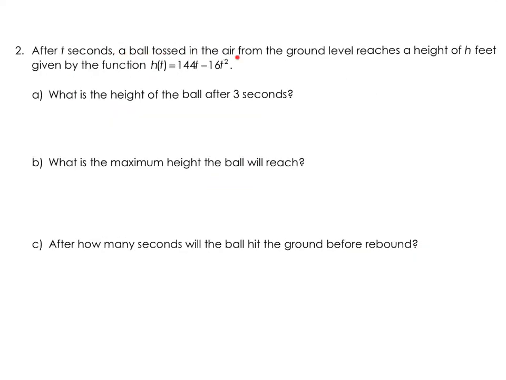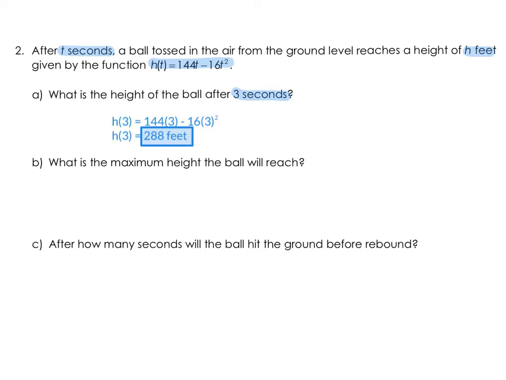After t seconds, a ball tossed in the air from the ground level reaches a height of h feet given by the function h of t equals 144t minus 16t squared. Then it says, what is the height of the ball after 3 seconds? Well, 3 seconds is a t value because t is measuring seconds. So in place of my t, I'm going to put the 3. Then you can just put it in your calculator, and that'll tell you what the height is, h of 3, after 3 seconds. Give that a try and see if you get the same answer that I do.